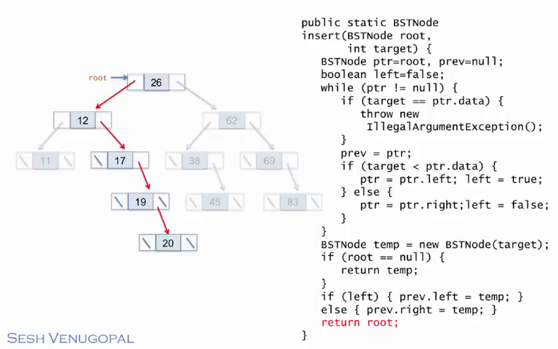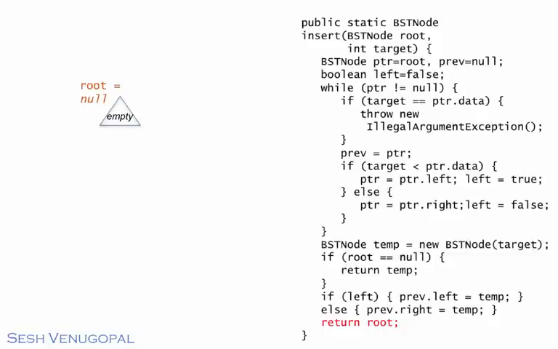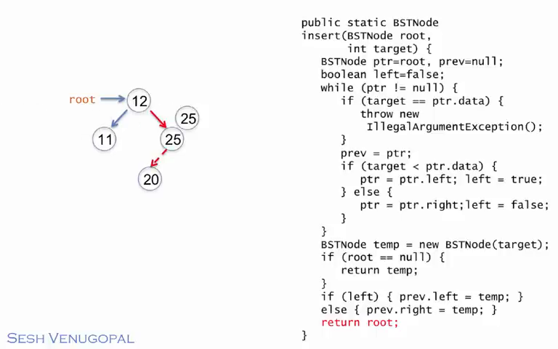To summarize, let's run through an example of a sequence of inserts, starting with an empty BST. 12 is the first to arrive and becomes the root of the tree. Next comes 11, which goes to the left of 12. This is followed by 25, which goes to the right of 12. When 20 is inserted, a right turn is made at 12, followed by a left turn at 25. Then 25 arrives again, but it is found to be already in the tree, so an exception is thrown. Next, 30 is inserted to the right of 25.